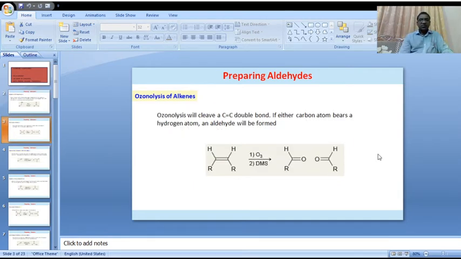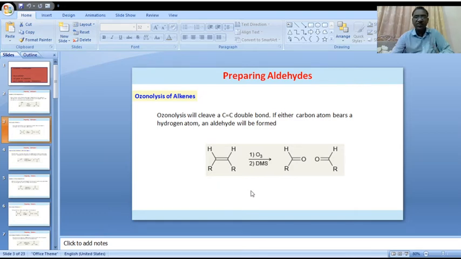Now let us go to ozonolysis. Ozonolysis of alkenes. Ozonolysis will cleave a carbon-carbon double bond. Here, olefins are generally used as the starting compound. In the olefin, this carbon-carbon double bond cleavage takes place.